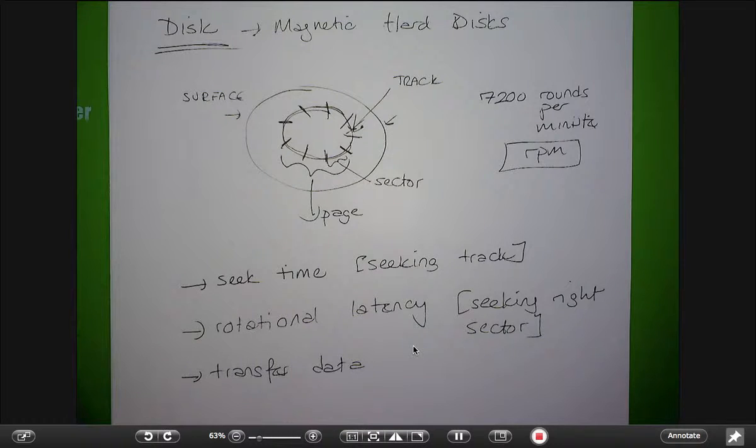One of the nice things, though, is that once you move to a certain track, you can actually read from all the surfaces. Generally, there are multiple arms, so you can read that track from many surfaces at the same time. So if you do one seek, you can actually read multiple things all at once.